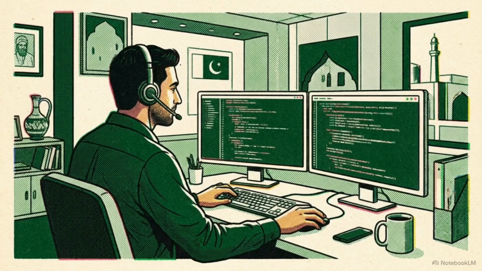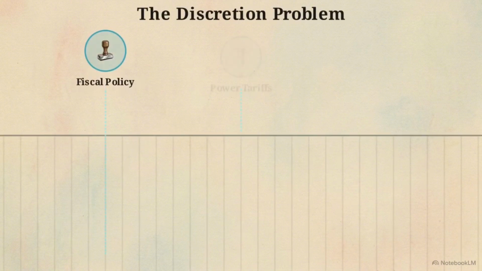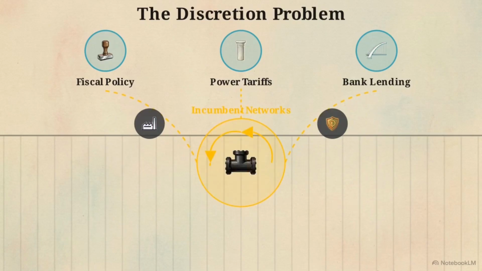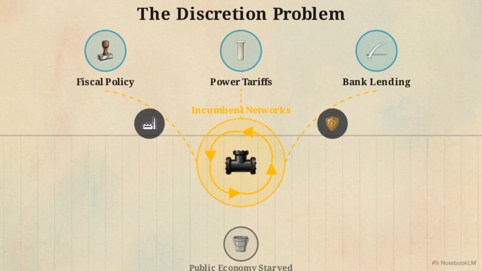It also does not lack technical knowledge. The domestic IT workforce is highly competitive globally. The actual constraint is structural. It is a discretion problem. The authority to tax, to price energy, and to allocate credit is held by the precise networks positioned to benefit from those decisions going their way. The system functions as a rent extraction equilibrium.